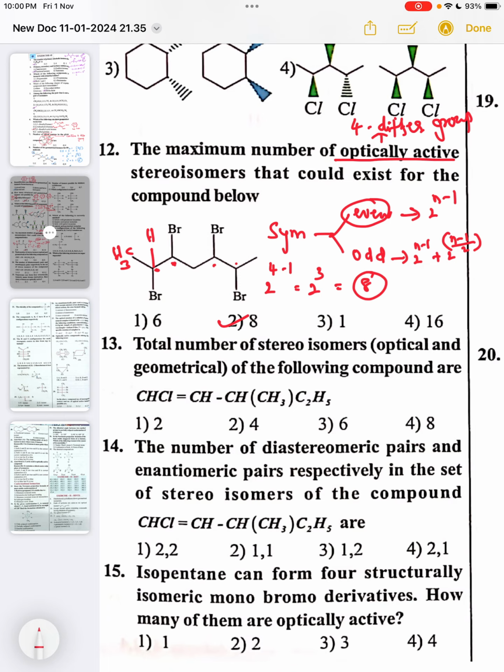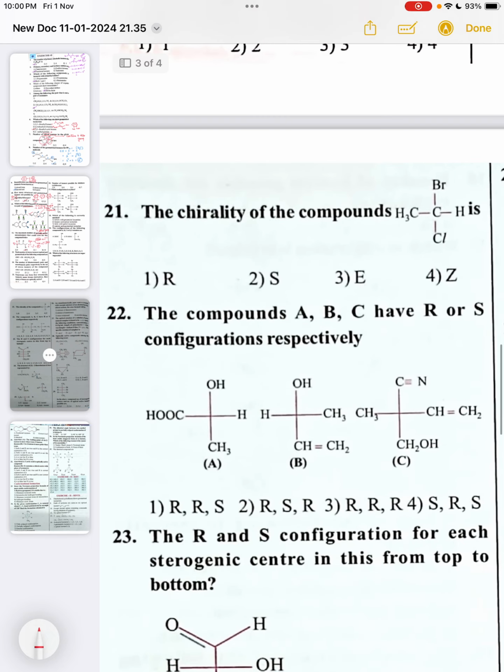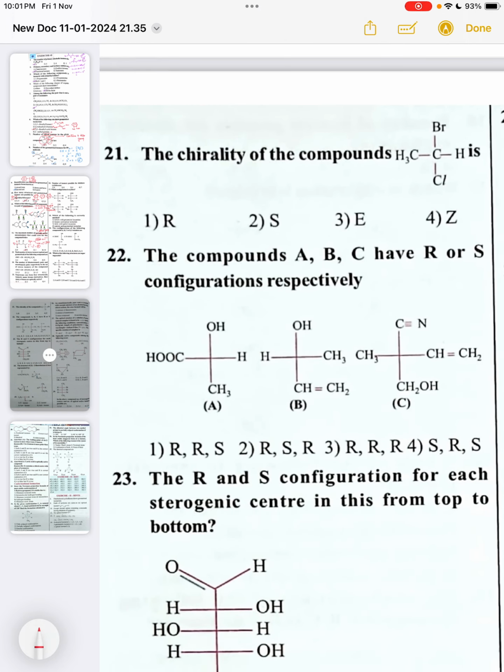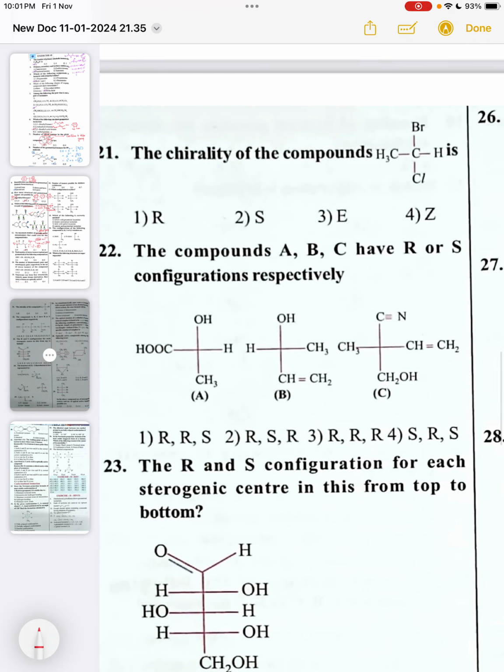Next, let us see question number 21, that is the chirality of the compound CH3CBrHCl. Actually this is also we have to discuss under RS configuration, but anyways I'll try to explain. Just listen. I'm giving priority order. In all compounds we give least priority to hydrogen. Four groups are there, no, around carbon. First priority is given to bromine because its atomic number is more, then chlorine, then methyl group.